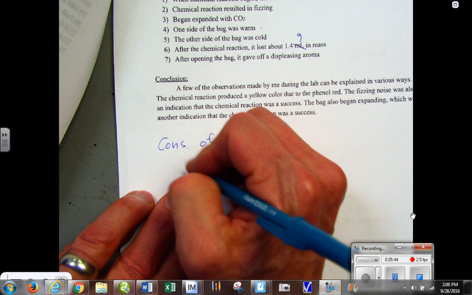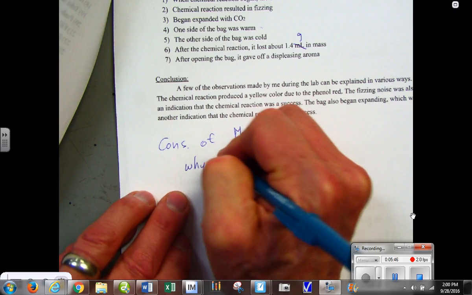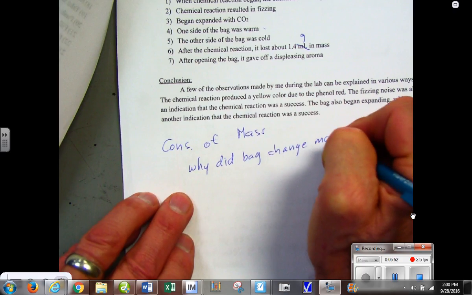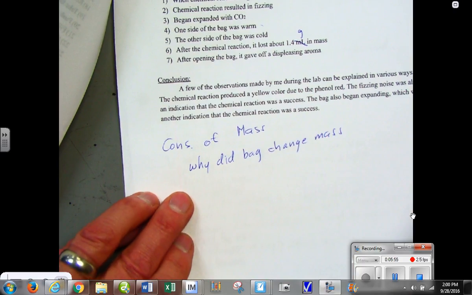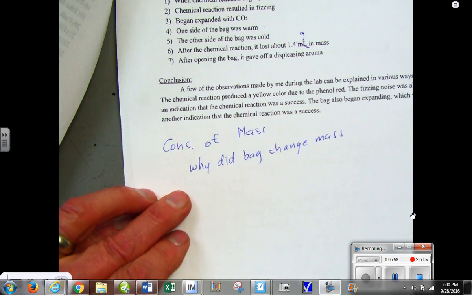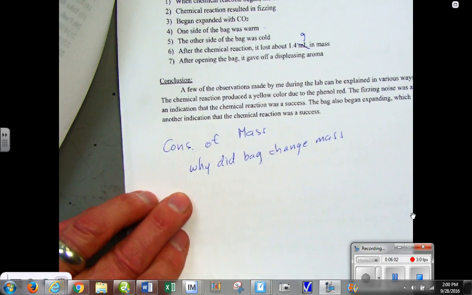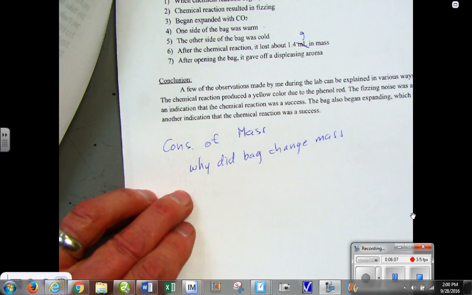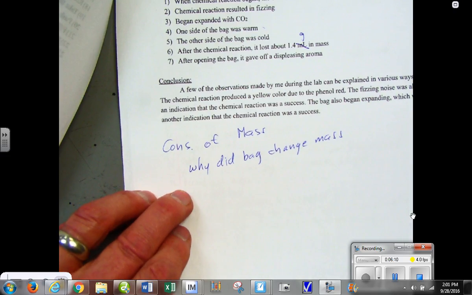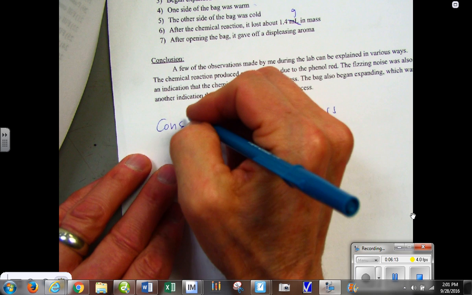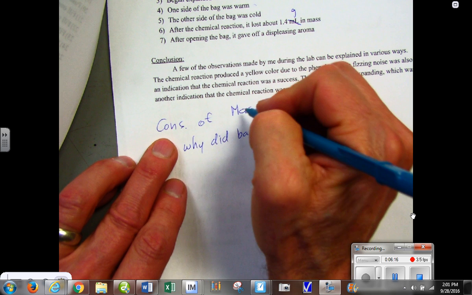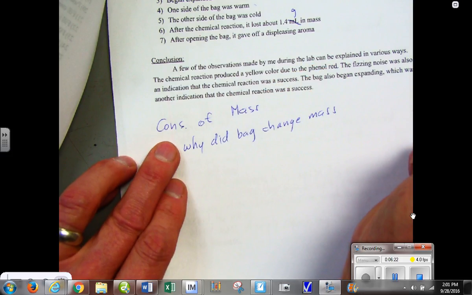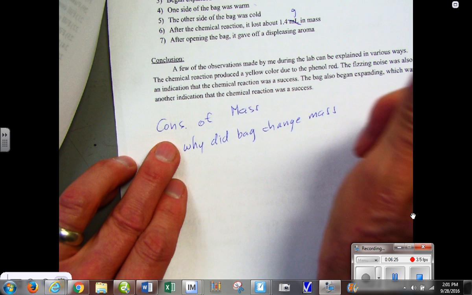Okay, conservation of mass. Why did the bag change mass? Almost all of you had a change of mass. Anybody did not have a change of mass? Okay, what are the possible reasons, folks? Why would it change mass? Yeah, you found? You're saying that the law of conservation of mass says that if a chemical reaction produces a gas, that there will be less mass. Did you get that? Yeah, okay.